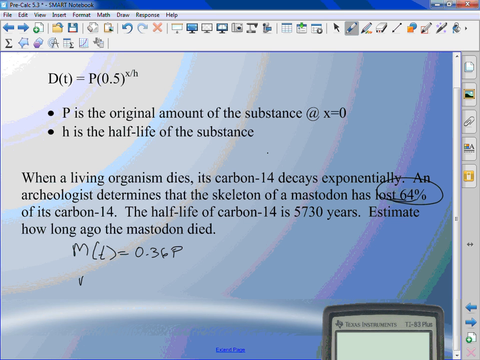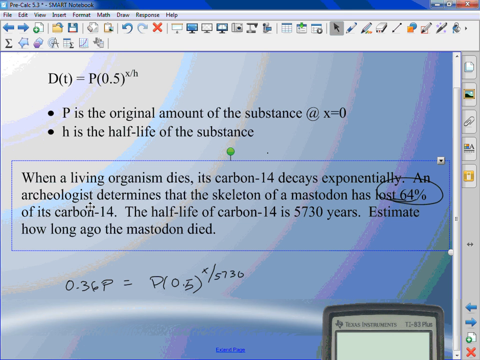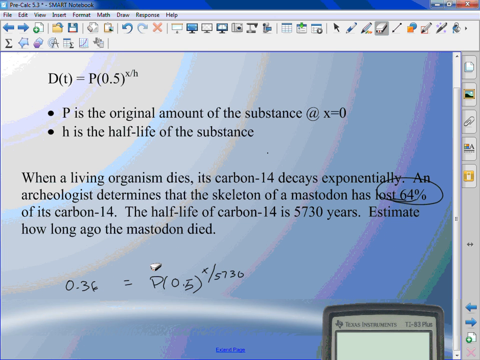And I know that d of t equals p times 0.5 to the x over 5730. These two are going to be equal to one another. So all I'm going to do is set that equal to one another, and then we're going to solve. What's the first thing that'll happen? The p's will cancel out.